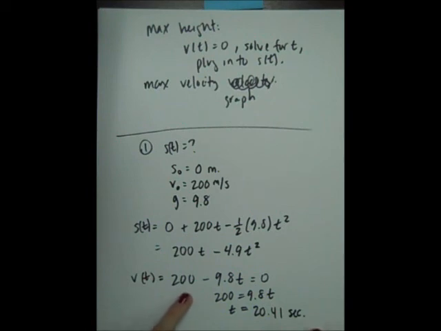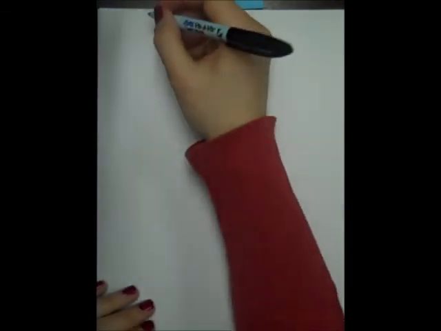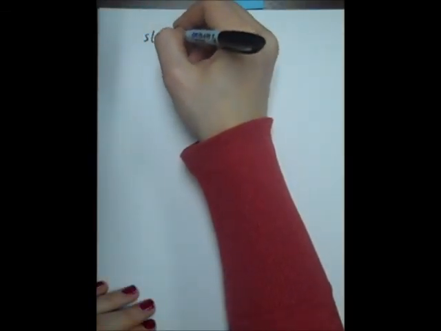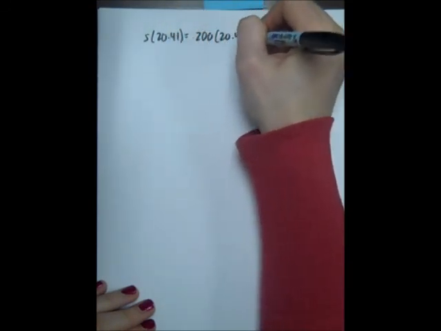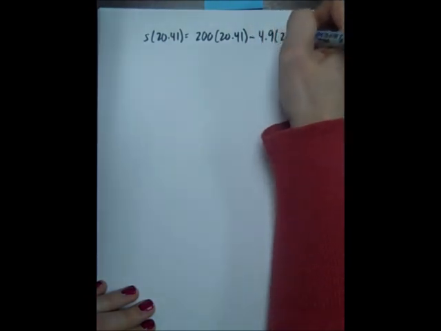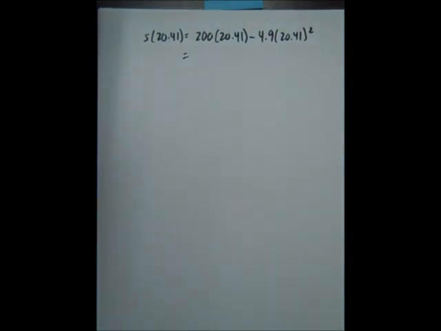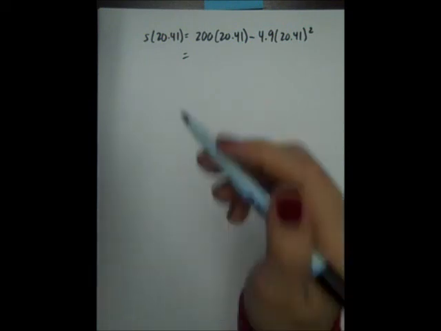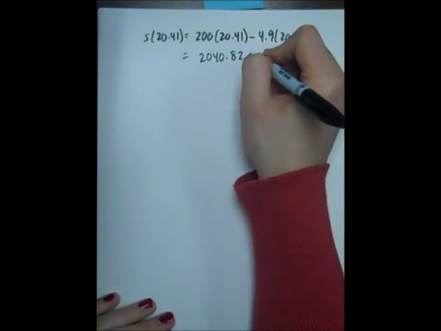So I found where v of t was 0. My v of t being 0 happened at 20.41 seconds. Now I'm going to take that and plug it into s of t. So s of 20.41 is going to be 200 times 20.41 minus 4.9 times 20.41 squared. Let's plug that in our calculator. I get 2040.82, and this was in meters.